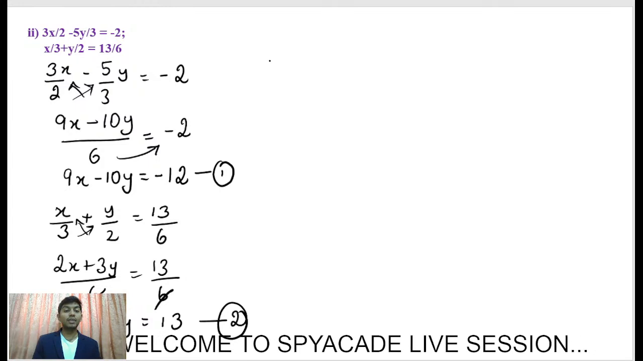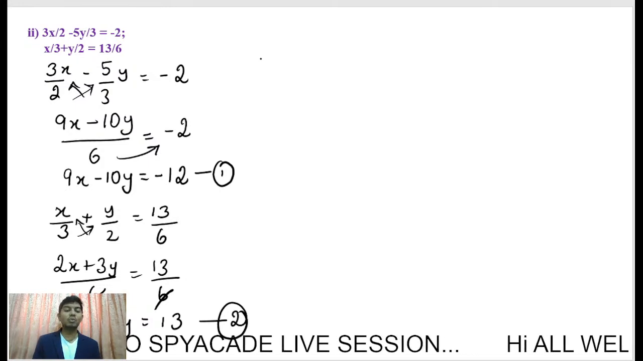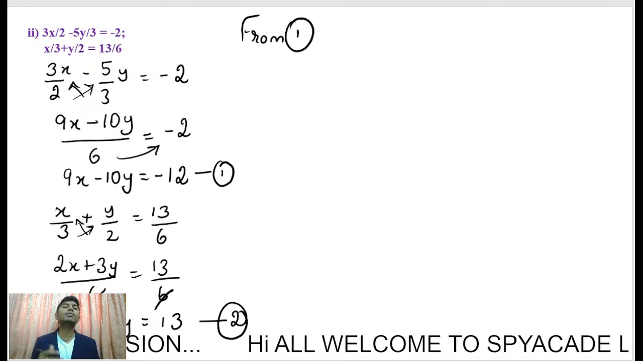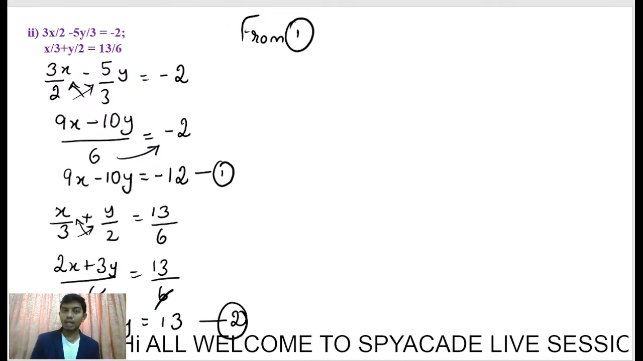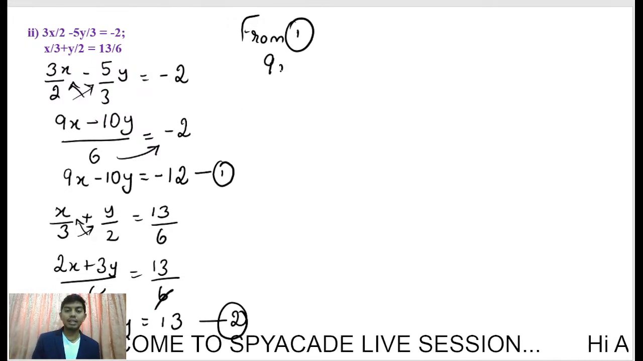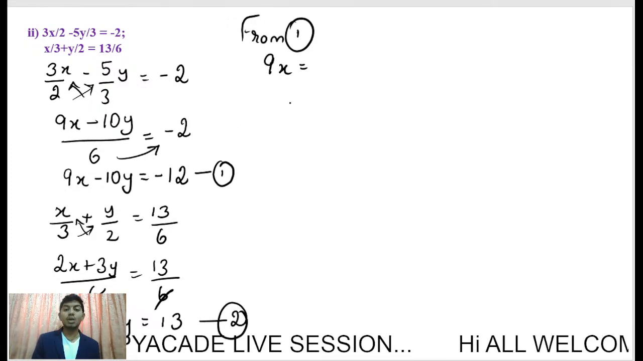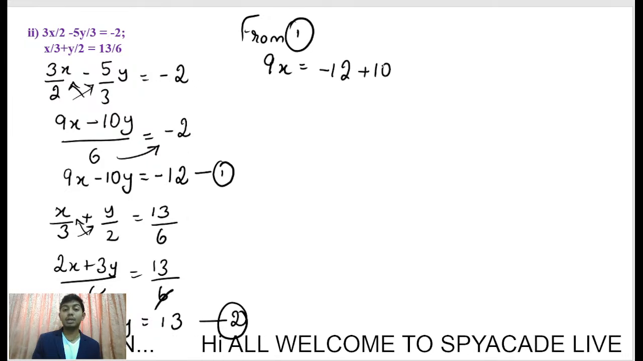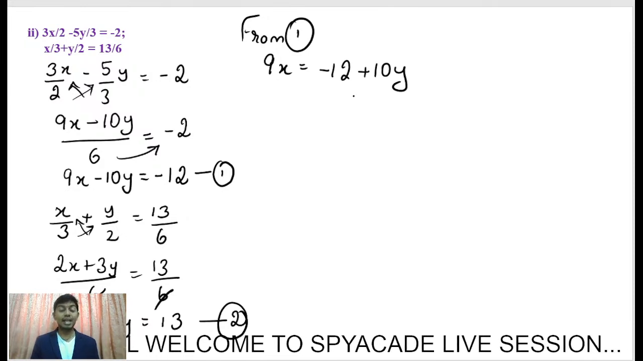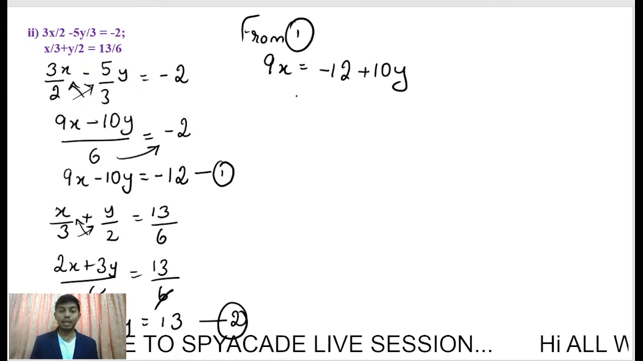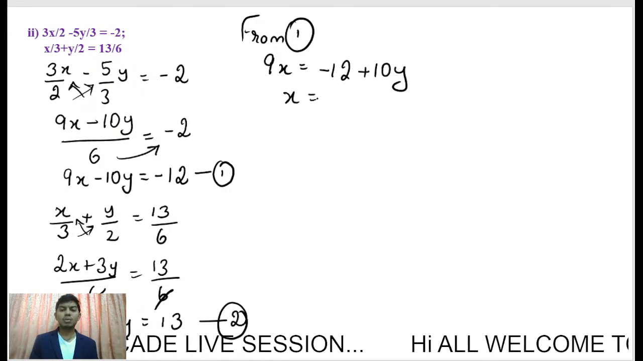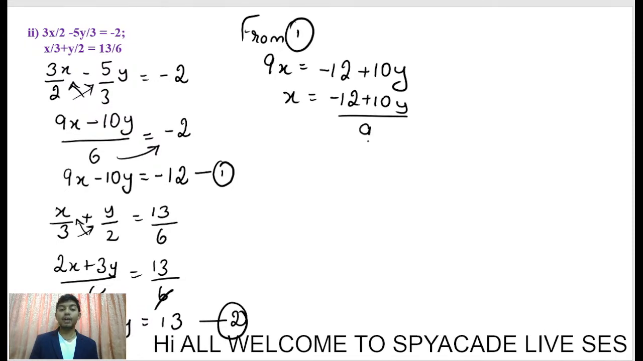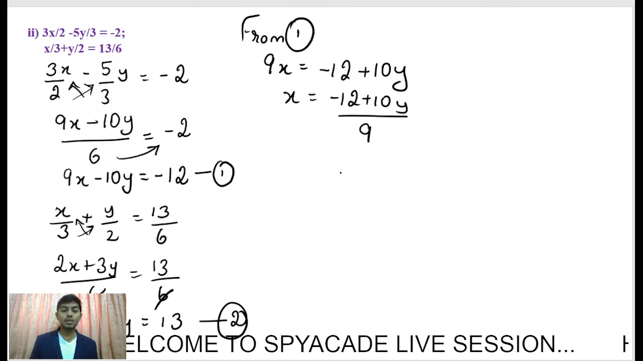Now, what we have to do? We have to find the value of x and y. So from the first equation, we have to find the value of either x or y in terms of the other variable. So 9x is equal to, we already have minus 12. If this minus 10y goes to the other side, it will become plus 10y. 9x is equal to minus 12 plus 10y. So x is equal to minus 12 plus 10y, the whole divided by 9. This is what we got.